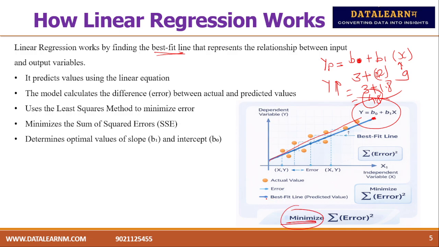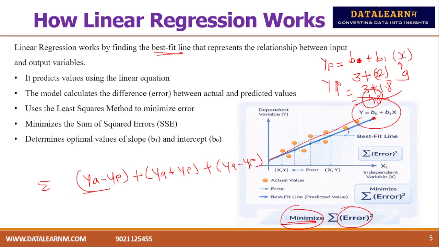What do you need to minimize? Minimize the error, or rather the squared error. Why squared error? Because the error is y actual minus y predicted for the first point, for the second point, for the third point, and then there is a summation.